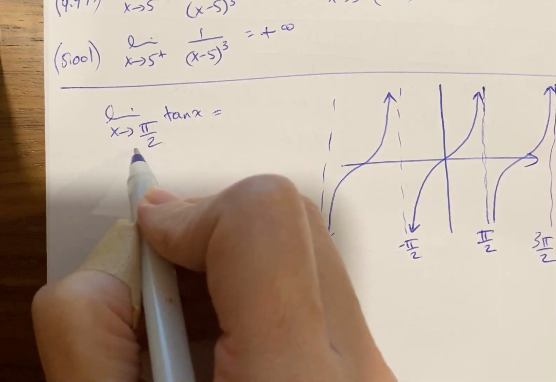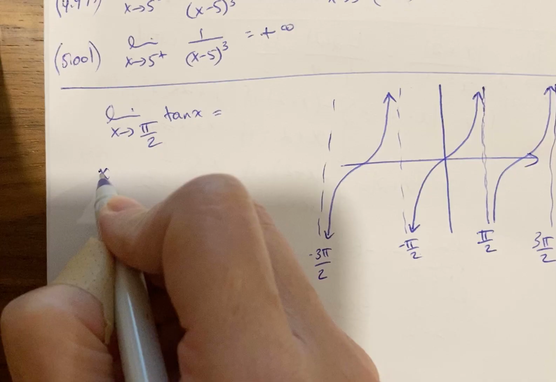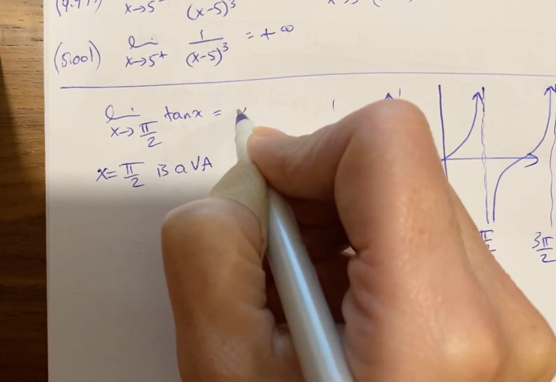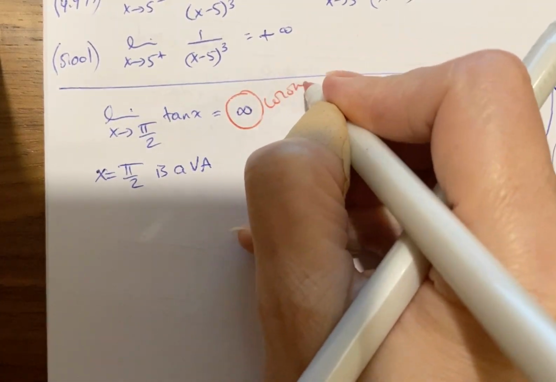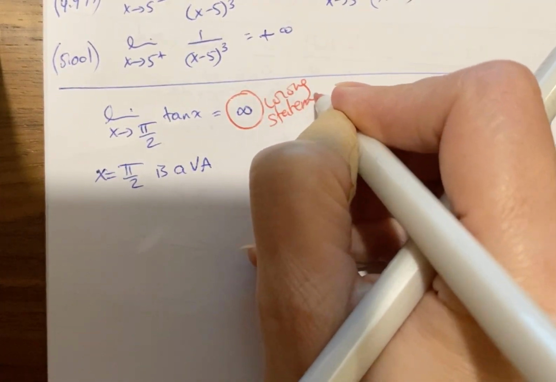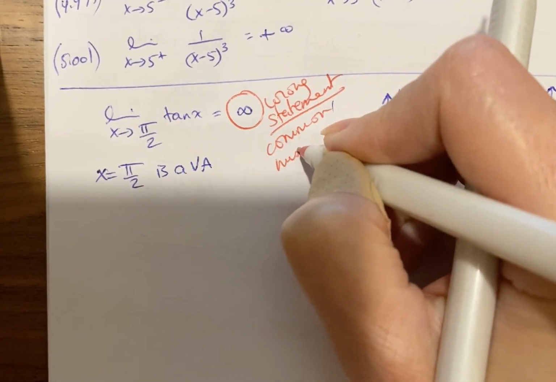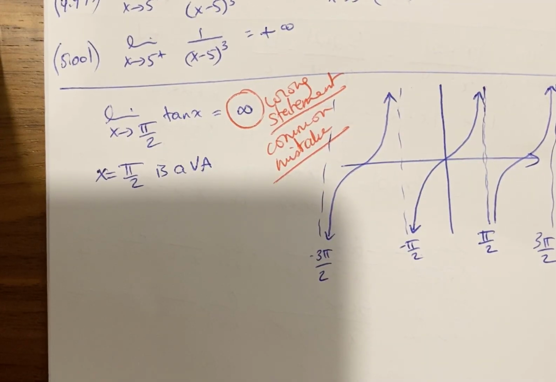See, if I want the limit at pi over 2 of tan x, many of you will remember that pi over 2, oh my god, I know pi over 2 is a vertical asymptote. So directly, what do they put here? The answer is infinity. This is wrong. This is not right. This is a wrong statement, and students have it as a common mistake most of the time. So please make sure that you do not make this mistake over and over again.